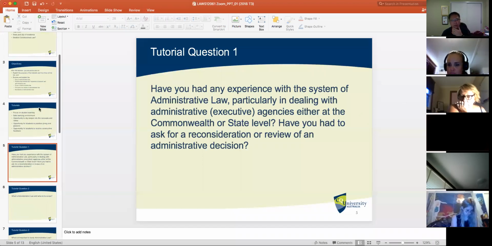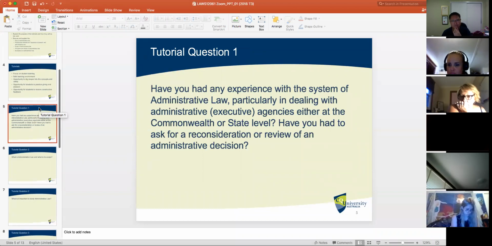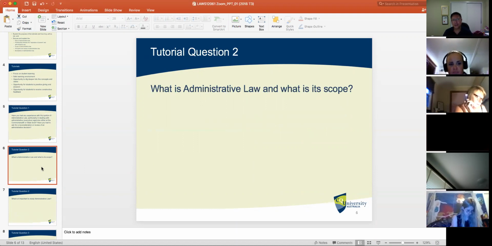You come on board trying to learn administrative law, and you have a sense of how administrative law can have an impact on you and how you can use your knowledge of administrative law for the purpose of perhaps vindicating some of your rights or protecting your interests. So in question 2, what do you suppose administrative law is about, and what is its scope? What is the scope of administrative law, and what is it about?